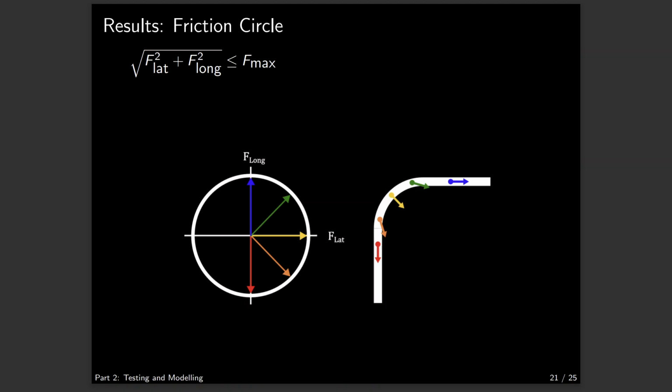I once again encourage you to pause the video and work through the 5 stages of the corner again, and think about what the slip angles and slip ratios are for each stage. Are they positive, negative, zero, large, or small? Understanding this is crucial for the next lessons on cornering.